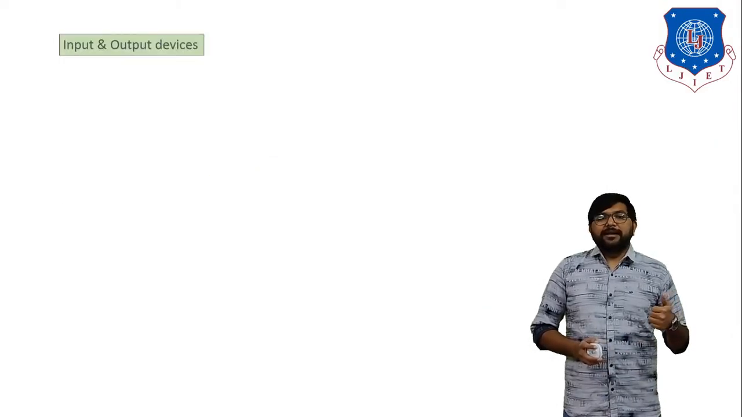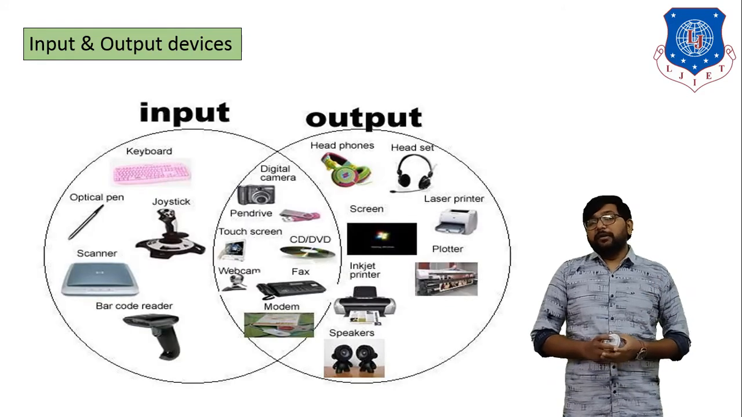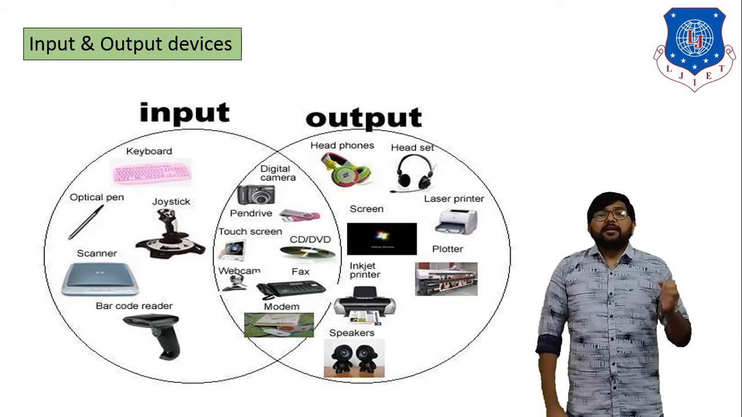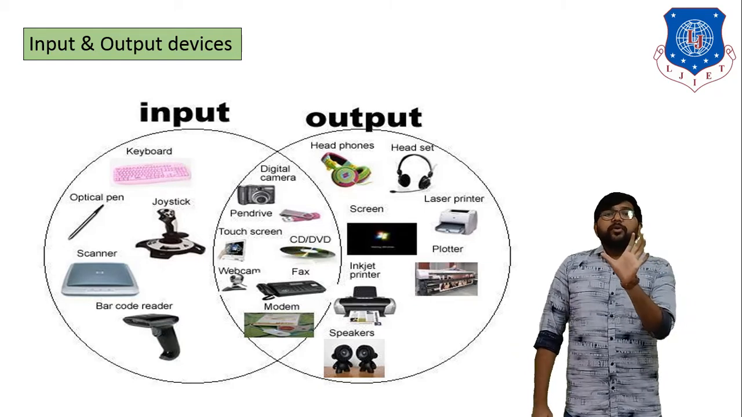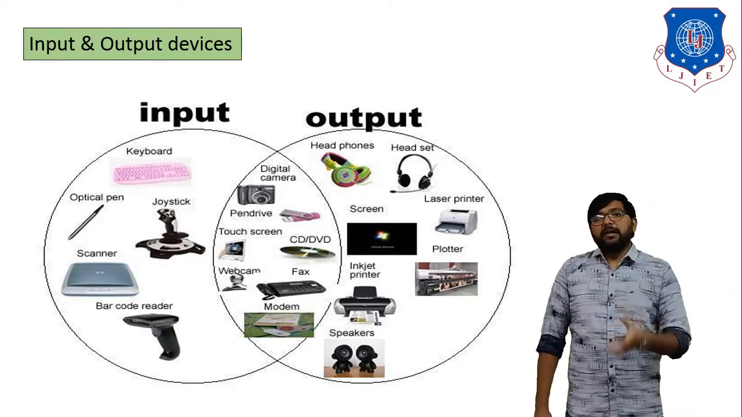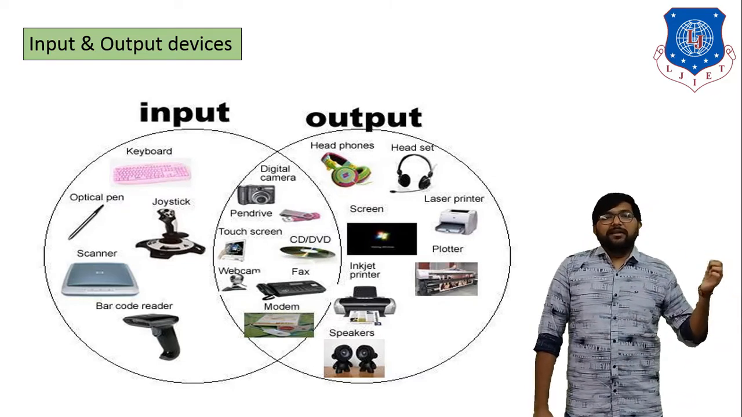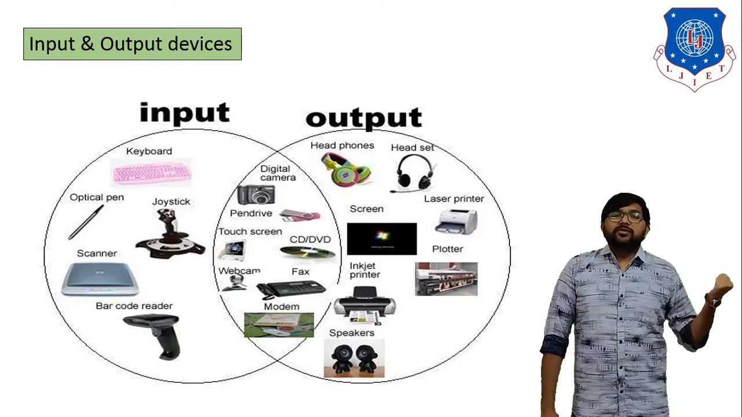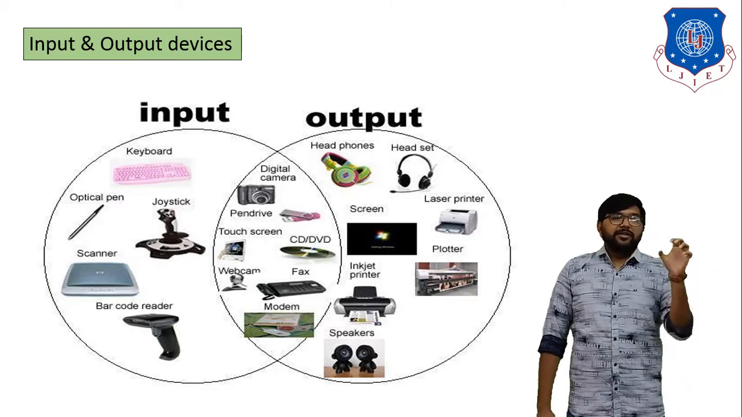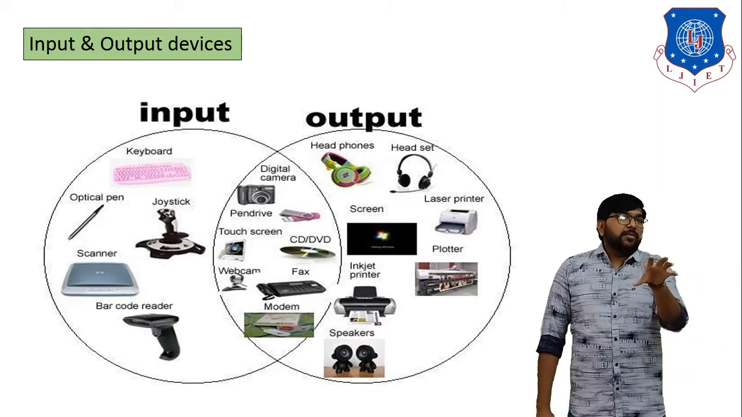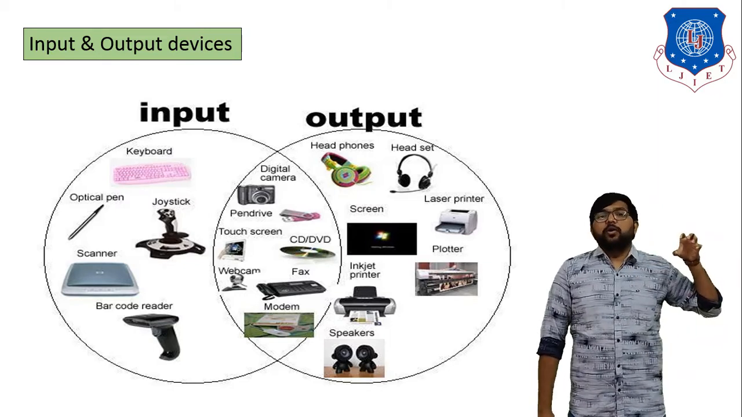So the first topic is input and output devices. Many input and output devices are used in design. Now we discuss computer aided design. In this case we have to discuss some components of a computer that are used as input devices or as output devices. You all know that devices used to enter data into the system are called input devices. If you want to get some output from the system, they are called output devices.